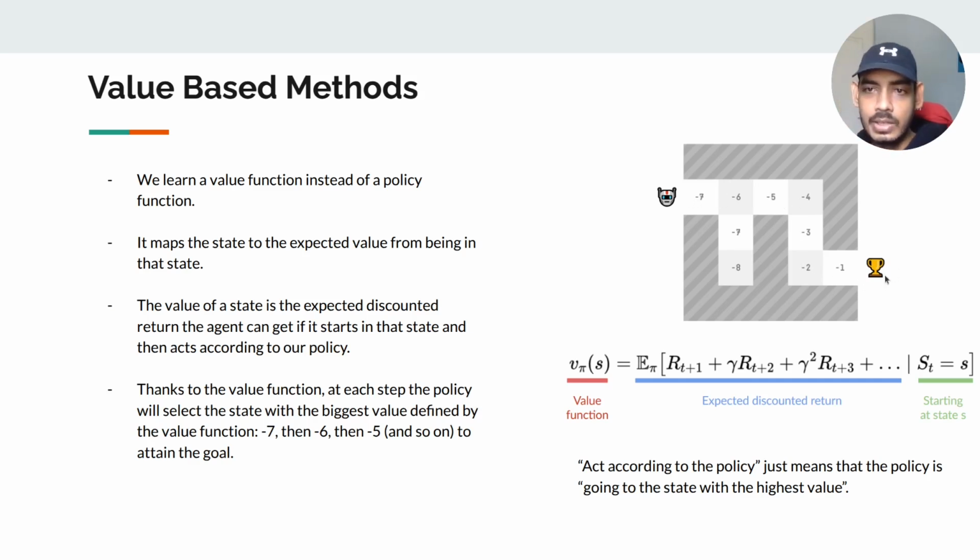And finally you will reach your goal. As I said, thanks to the value function, at each step the policy will select the biggest value defined by the value function, -7, then -6, and -5 and so on, to attain the goal. Acting according to the policy just means the policy is going to the state with the highest value. So according to all these values, we have to move towards values which keep improving. If it is negative, it has to reduce in magnitude; if it is positive, it has to increase. So this is what the value-based method is, where for each state a value is already present and you have to take the action based on that value.